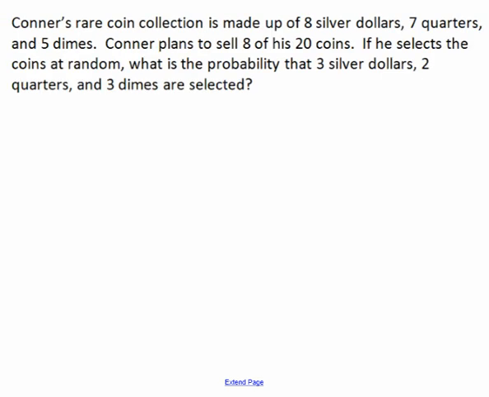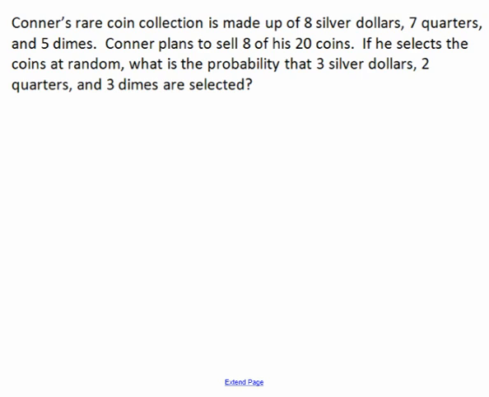All right. This is the last one of these. Connor has a rare coin collection. It's made up of 8 silver dollars, 7 quarters, 5 dimes. He's going to end up selling 8 of his 20 coins. He's just going to reach in and pick 8 at random, because he has too many and is going to get rid of some. What's the probability that he picks 3 silver dollars, 2 quarters, and 3 dimes?